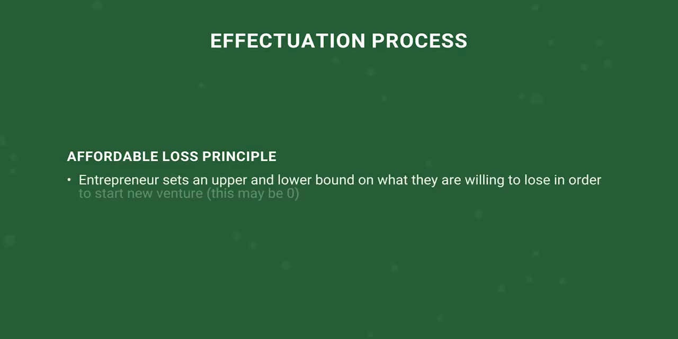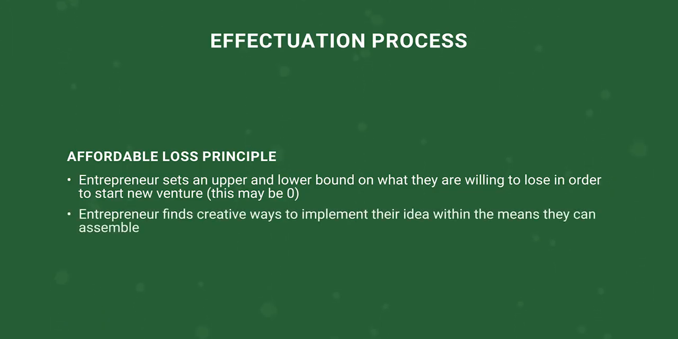So first, entrepreneurs set an upper bound on what they are willing or able to lose in order to start a new venture. And this may even be 0 if you are not able to lose anything in terms of financial resources or even social capital. And second, the entrepreneur finds creative ways to implement their ideas within the means that they are able to put into the venture. So this is actually a very different approach from creating a budget based on how much you think you'll need in order to execute your specific plan.